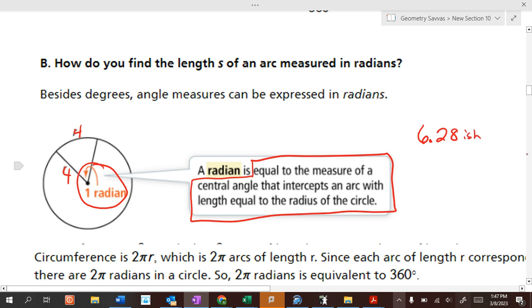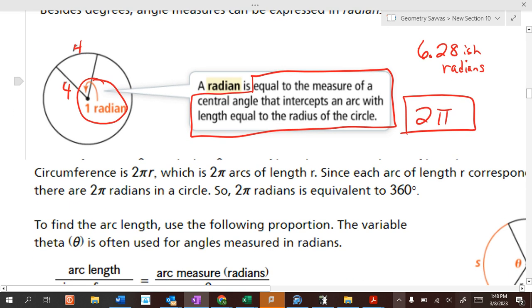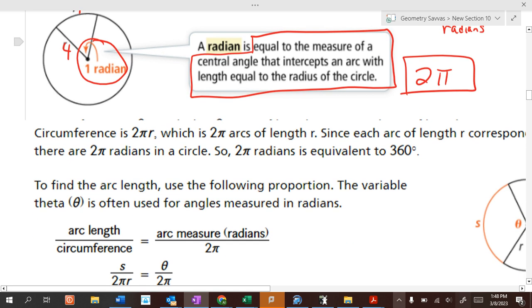Now, a circle can be about 6.28 radians. Exactly, it is 2 pi radians. 2 pi is the number of radians in a circle. Okay? 2 pi radians is the number of radians in a circle.